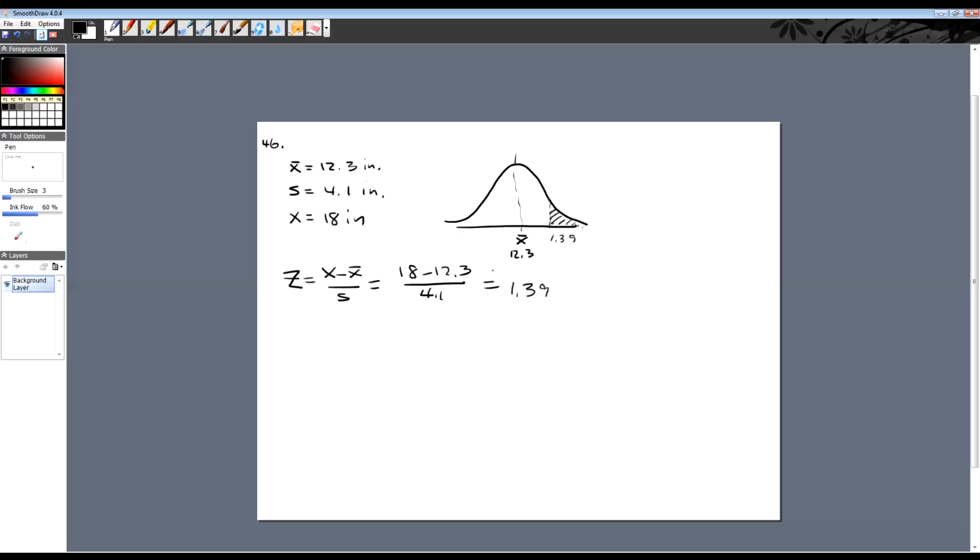So we go to the table and we find that a z-score of 1.39 corresponds to an area of 0.418. So this area in here is 0.418. In order to get this area, we have to subtract 0.500 minus 0.418. And that gives us 0.082. So the probability of the fish caught there being longer than 18 inches is 0.082, or about 8.2%.